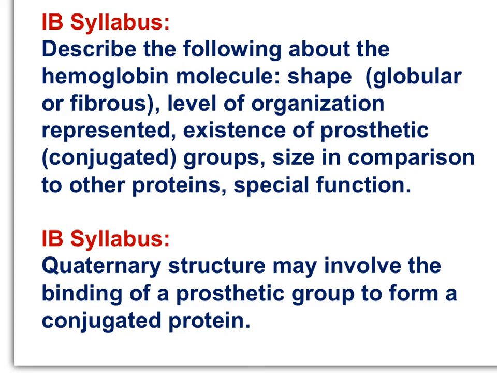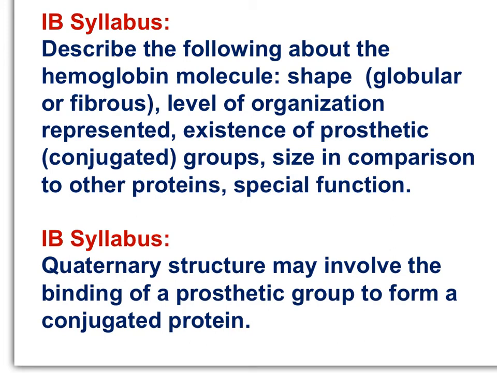As we near the end of this movie, here are the last IB syllabus statements. Describe the following about the hemoglobin molecule. Its shape, is it globular or fibrous? Turns out to be globular. Level of organization represented, fourth level. Existence of prosthetic or conjugated groups, yes, that's the heme group. And its size in comparison to other proteins, it's quite large. And its special function, it transports oxygen in the bloodstream.